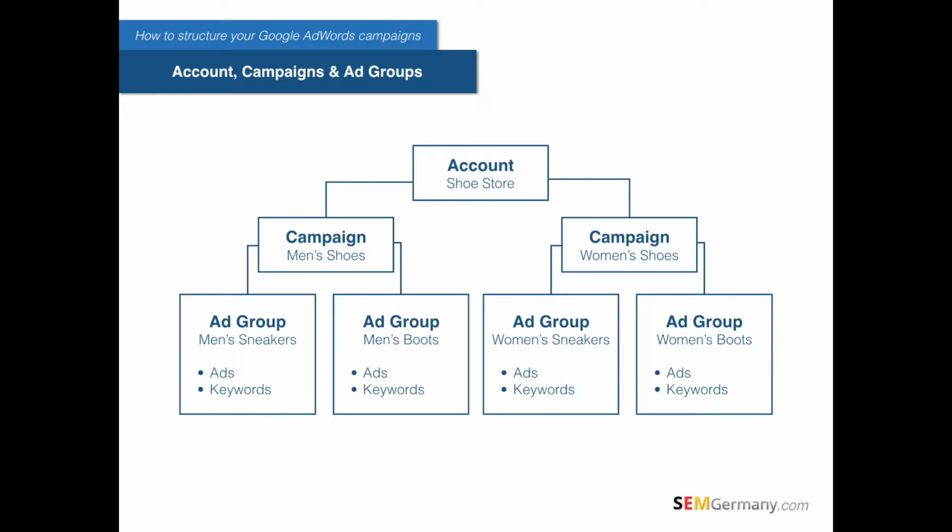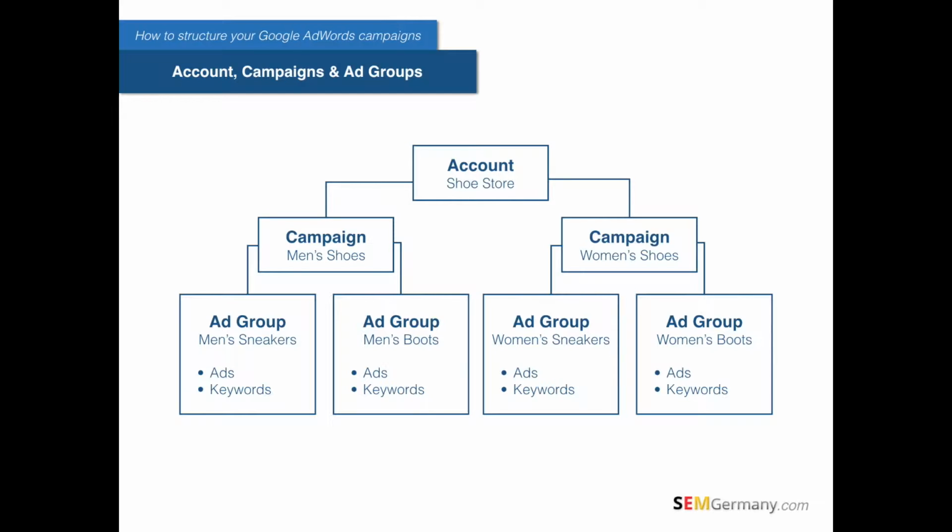In this scenario, you could reduce the share of the budget for your men's shoes campaign to, let's say, 20% and increase your women's shoes campaign budget to 80%. So you're more flexible to decide where your money flows and how much you invest into each segment of your business.